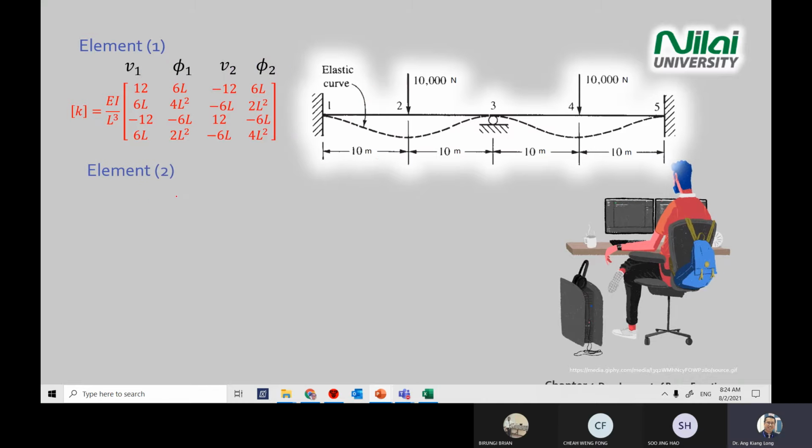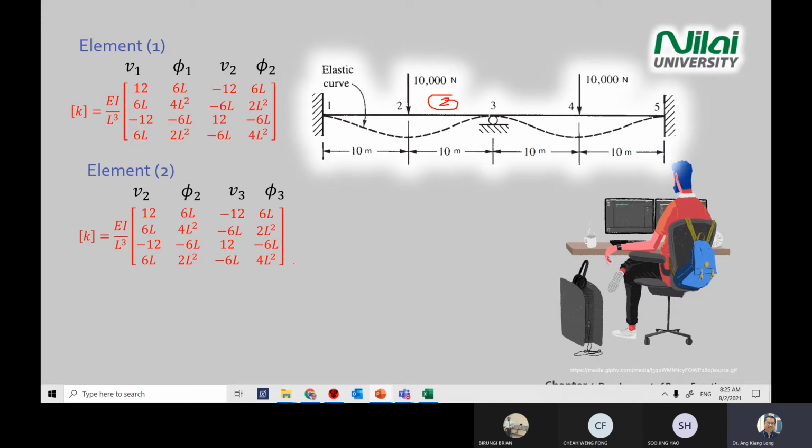Okay, so for element 2, you build the same, and then label the parking ticket for all these rows and columns. For example, I write the black color notation on the matrix itself. So you look at element 2 connecting point 2 and point 3. So you have V2 rotation 2, V3 rotation 3.